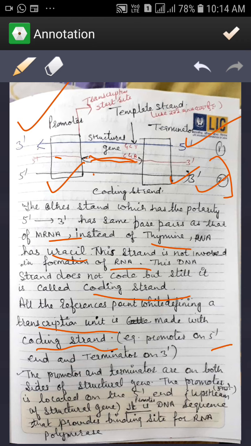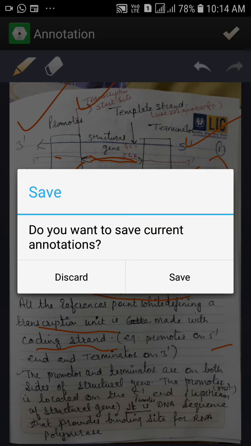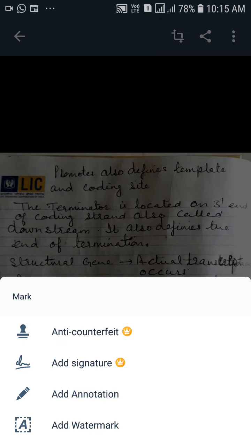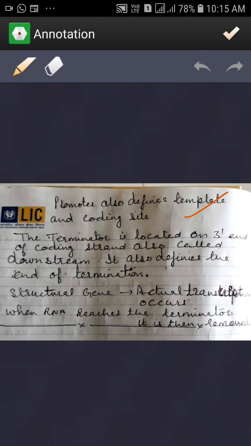It is the DNA sequence that provides binding sites for RNA polymerase. Promoter will provide a site for the attachment of the RNA polymerase from where the transcription will start. Now the promoter also defines the template and the coding strands. The terminator is located on the 3' end of the coding strand, also called the downstream because it is after the structural gene. It also defines the end of transcription.